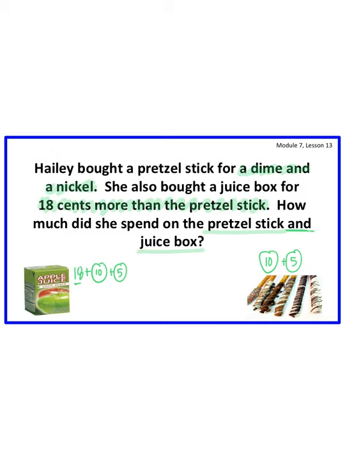All right, you all set? You did it? All right, so you probably figured out that the pretzel stick was 15 cents. And then for the juice box, you had to do 18 plus 15. So starting in the ones place, we start with 8 plus 5. Do we have enough to make a 10? We do, because 8 plus 5 is 13. So we actually need a 10 up here with 3 left over. Then we go to the tens place, 10, 20, 30. That is not enough to make 100. So the juice box was 33.